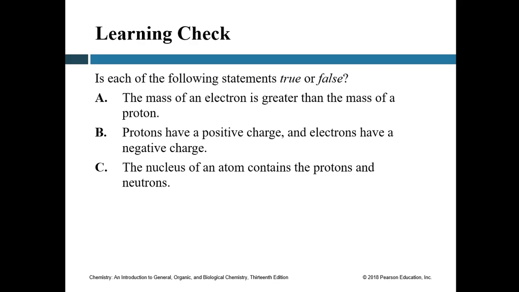The mass of an electron is greater than the mass of a proton. No, that's false. We know that the mass of an electron is almost nothing. What about the last two? Press pause and come back. Alright, so let's see. Protons have a positive charge and electrons have a negative charge. True. The nucleus of an atom contains the protons and the neutrons. Yes, it does.